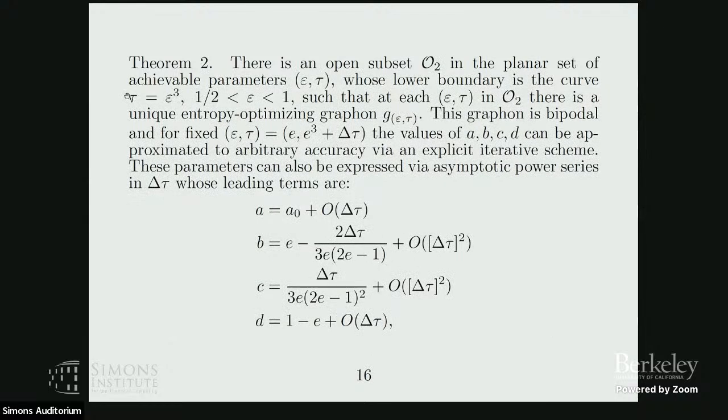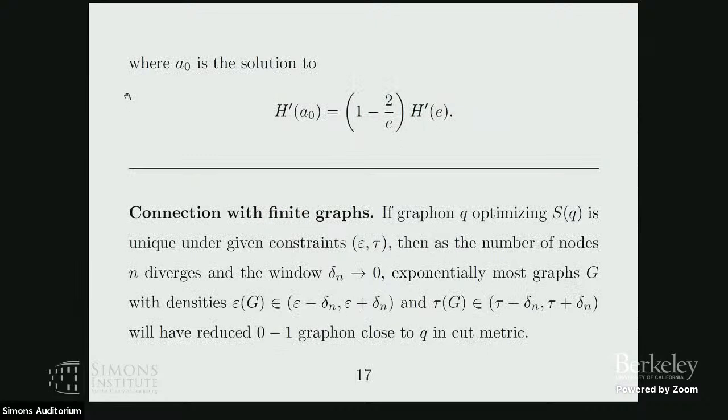Above, it's this. I use different notation, E and delta T. This is not delta times T, this is delta T. And here's the expansion, which is a bit different from the previous expansion. And this works above Erdős-Rényi, the other open set. This A naught is not defined here, it's defined here.